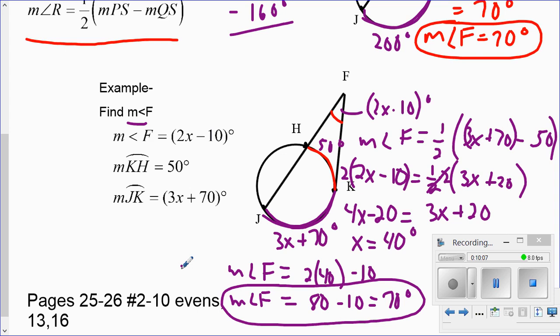Okay. So next you need to try pages 25 to 26, problems 2 through 10 evens, and 13 through 16 in your packet to get more practice on problems similar to these.